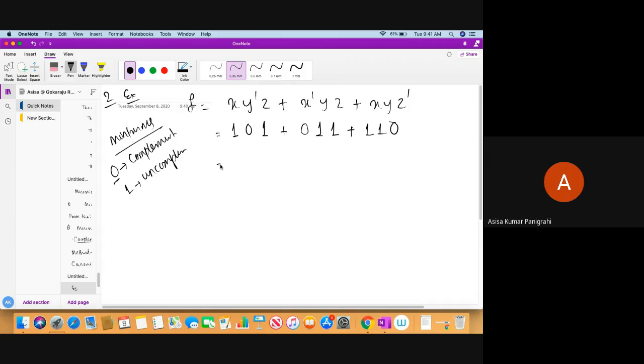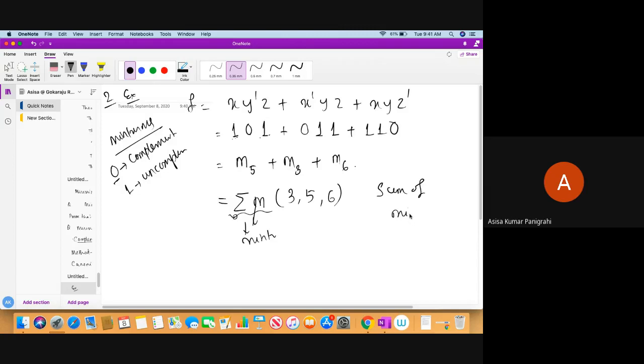So what do you understand from this? So this is actually 5. This is 101, which is 5. So these are in min terms. So that's why M5. Similarly, this is 3, M3. So this is M6. So finally, we can also represent it in the form of summation of M, which is nothing else but 3, 5, and 6. Summation of M is actually min terms. M is represented as min terms. Summation of M is actually sum of min terms. So sum of min terms are summation of M 3, 5, 6.